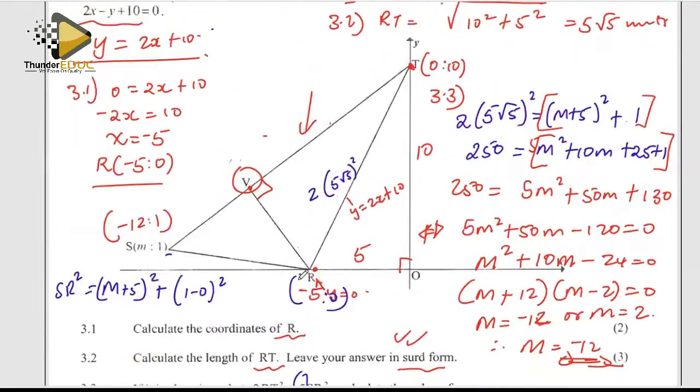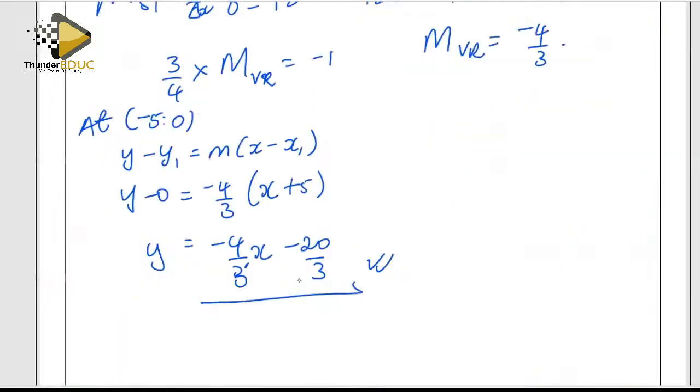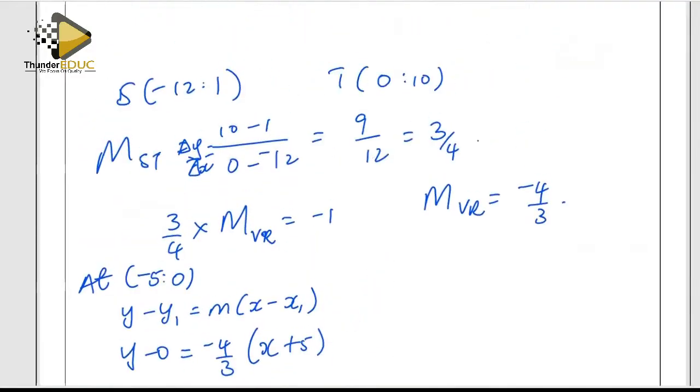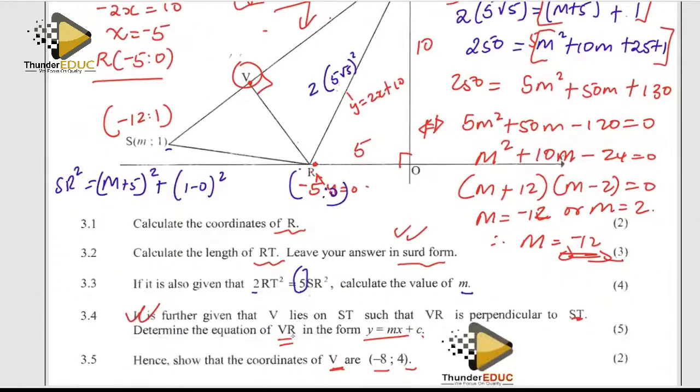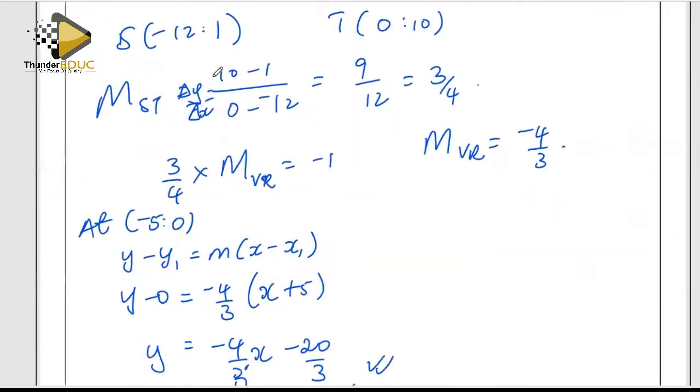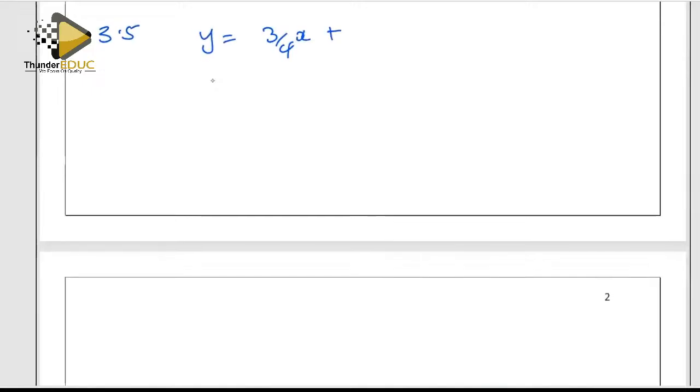So we know that the equation of this line, since the gradient is the gradient of ST, we got it as 3/4. So it's 3/4 with x, and the y-intercept is 10. This is our equation. Then we already have the equation of this other line that we found, so I'm just going to solve them simultaneously. This is question number 3.5. We're saying y is 3/4x plus 10.